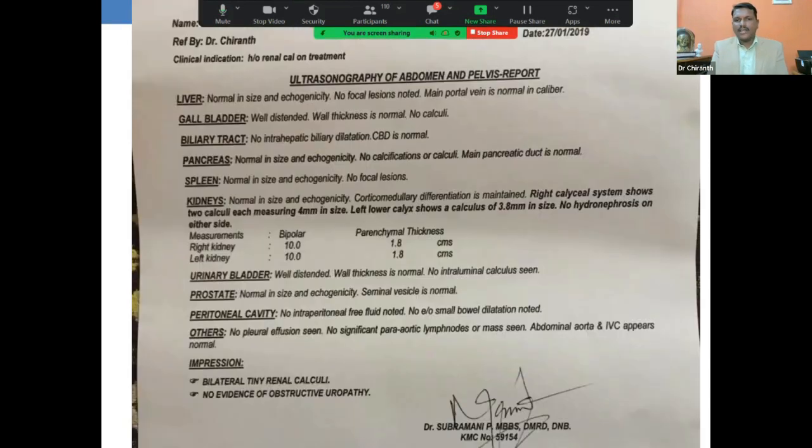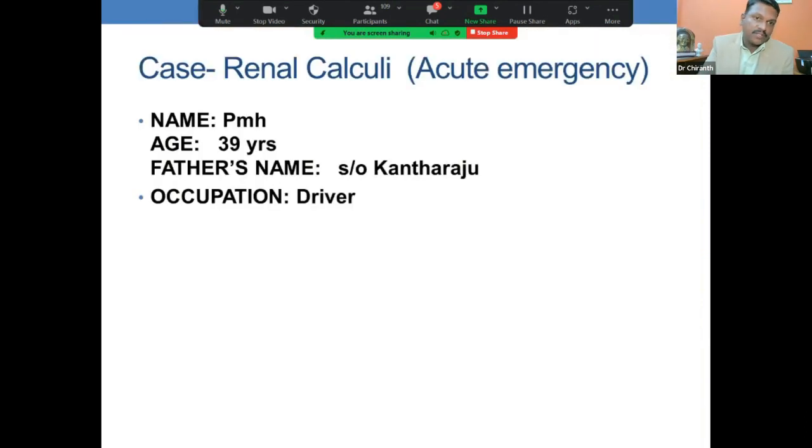And after 1.5 months, you can see right side there were 4 mm calculi and left side 3.8 mm calculi. And that is how the stones were regressed, and definitely it would, if it is 3 mm and below, it would pass out. And one more acute emergency of renal calculi came to me.